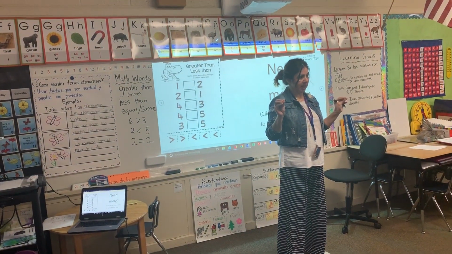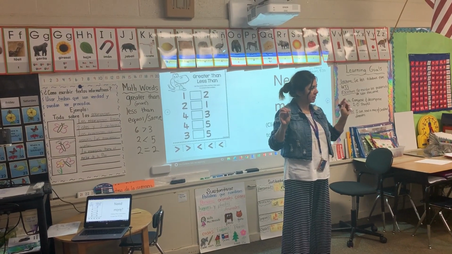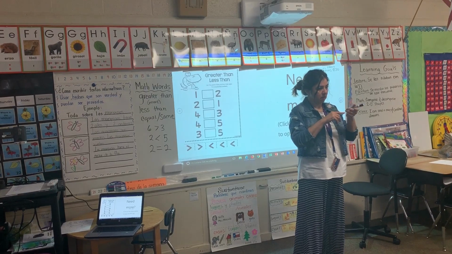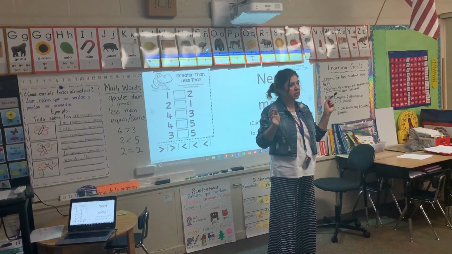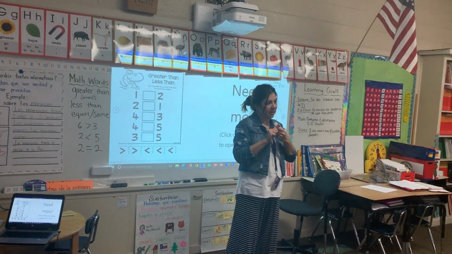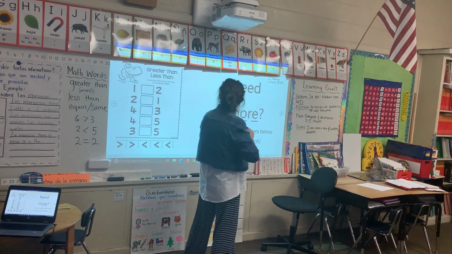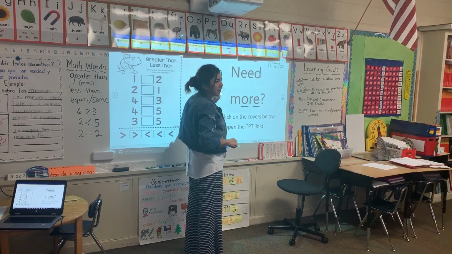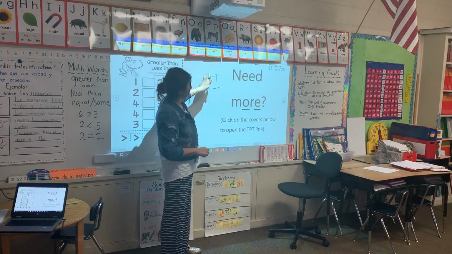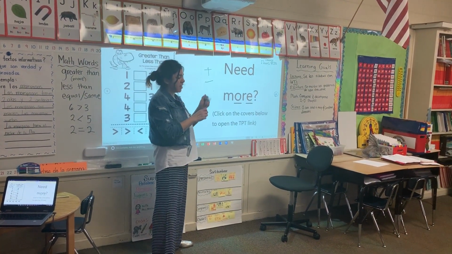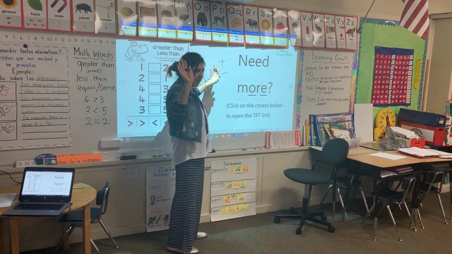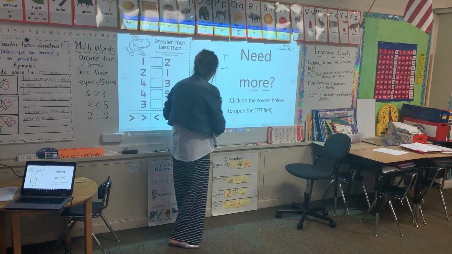We use symbols in addition and subtraction. Can anybody tell me what the symbol is? Is it a plus or a minus for addition? For adding, is it like this or is it like this? Like that one, right. And these are called symbols. Okay? Does everybody understand that? These are symbols? Yes? Okay.